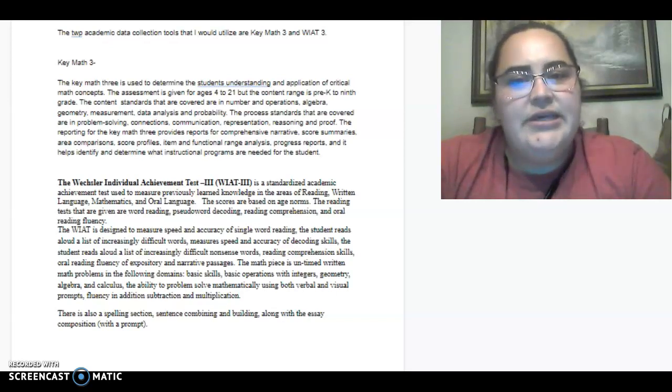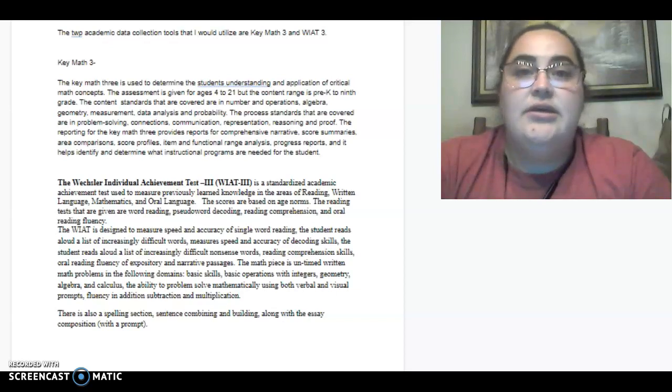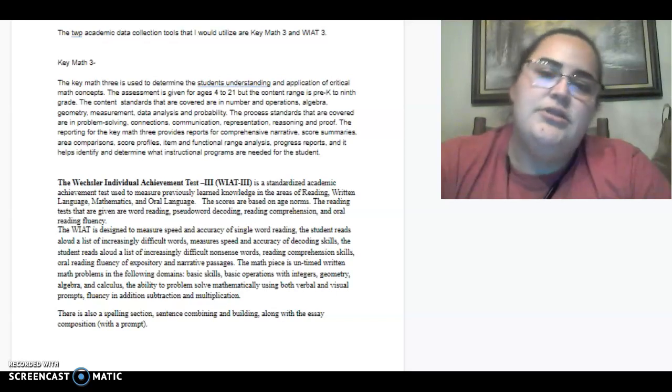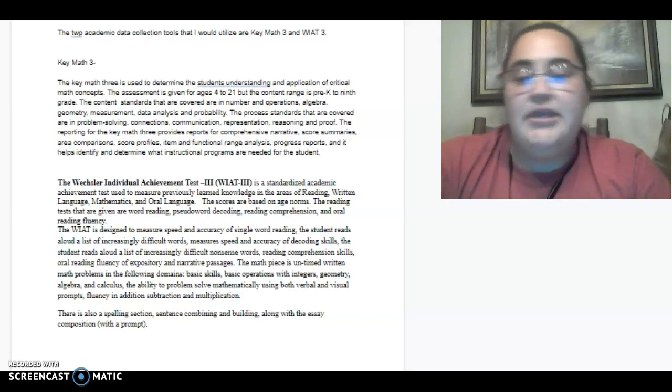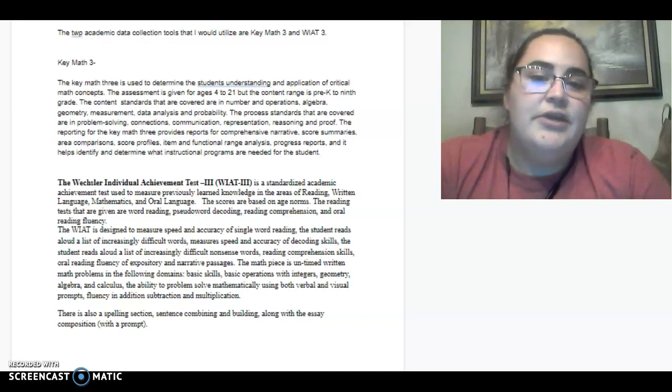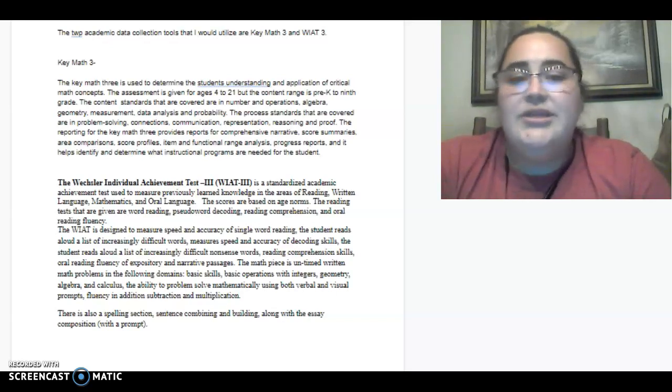The two academic data collection tools that I would utilize are KeyMath 3 and WIAT 3. The KeyMath 3 is used to determine the student's understanding and application of critical math concepts. The assessment is given for ages 4 to 21, but the content range is pre-K to ninth grade.